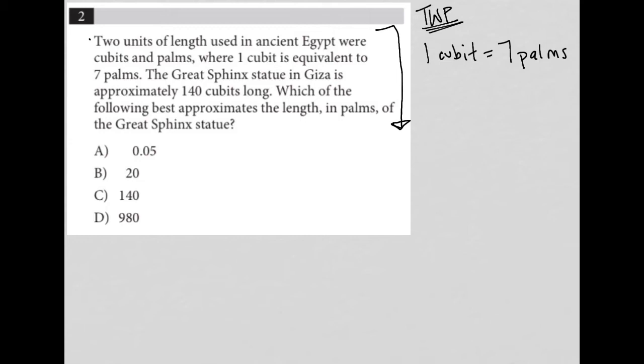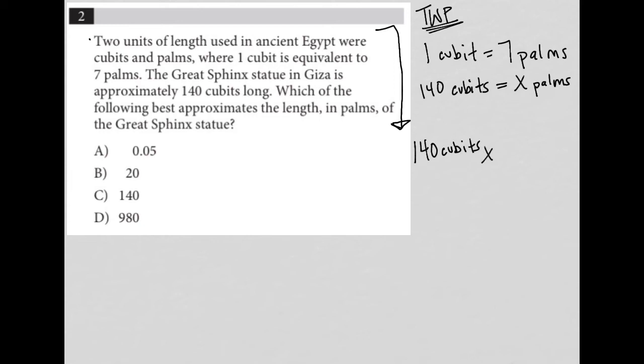Next sentence. The Great Sphinx statue in Giza is approximately 140 cubits long. So we have 140 cubits. Which of the following best approximates the length in palms of the Great Sphinx statue? So we're just converting this 140 cubits into palms, right? We're converting the unit. So we're going to use the value that we are provided, 140 cubits.